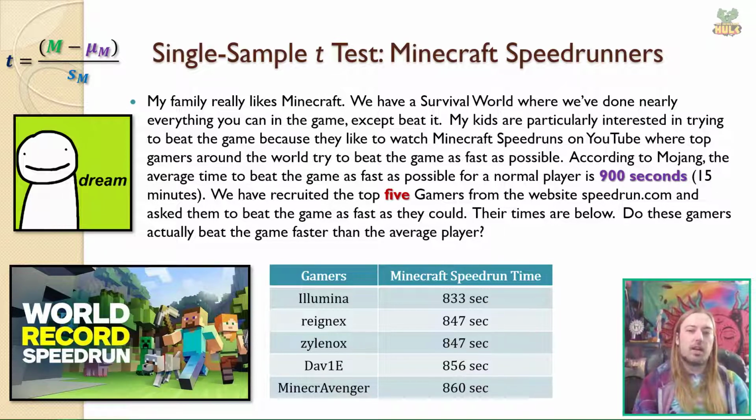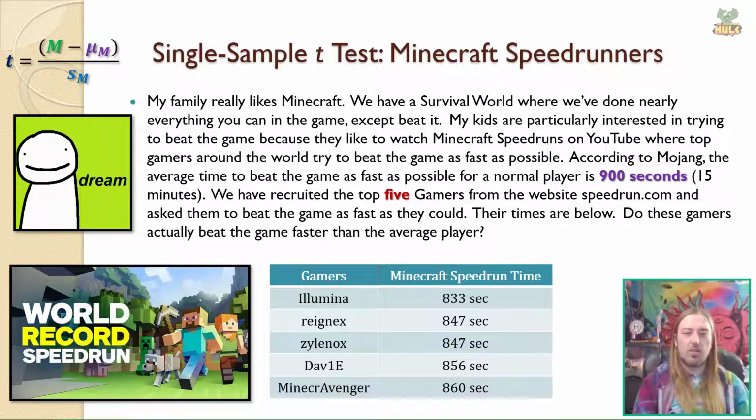We recruited the top 5 gamers from the website speedrun.com that keeps track of speed runs and asked them to beat the game as fast as they could. Their times are below. So the question is, do these gamers actually beat the game faster than the average player? So Illumina comes in at 833 seconds. RainX comes in at 847 seconds. Xylonox at 847 seconds, a tie there. Dav1E comes in at 856 seconds. And Minecravenger, the German, comes in at 860 seconds.